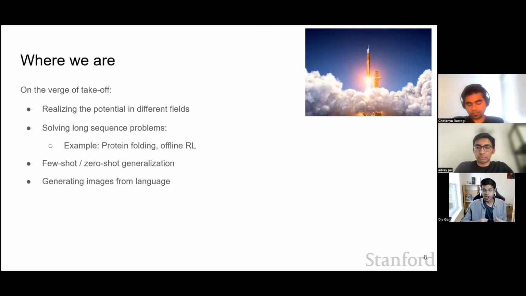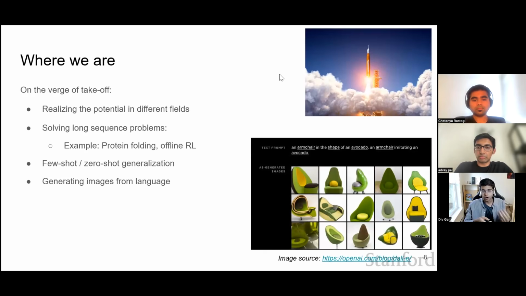Where we are currently is on the verge of takeoff. We have begun to realize the potential of transformers in different fields. We have started to use them to solve long sequence problems in protein folding, such as the AlphaFold model from DeepMind, which gets 95% accuracy on different challenges in offline RL. We can use it for few-shot and zero-shot generalization, for text and image generation. And we can also use this for content generation.